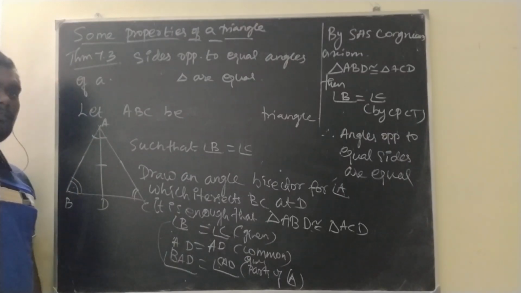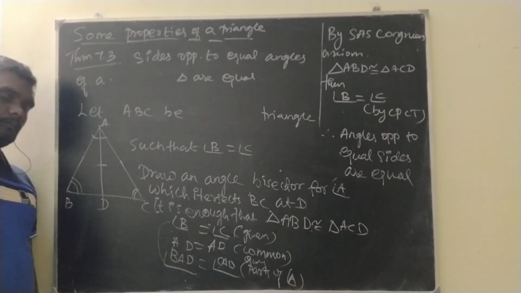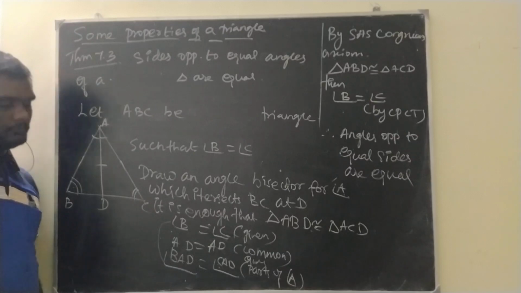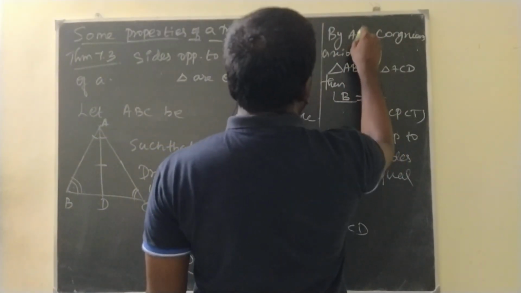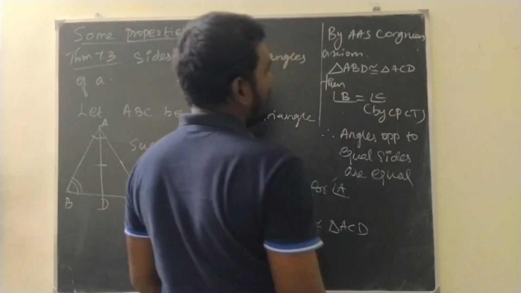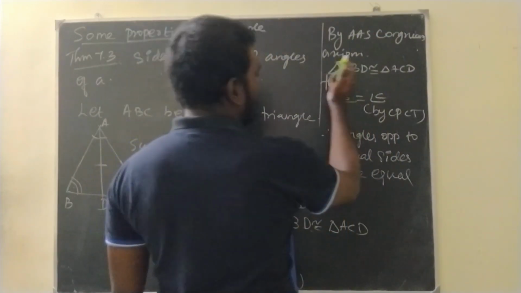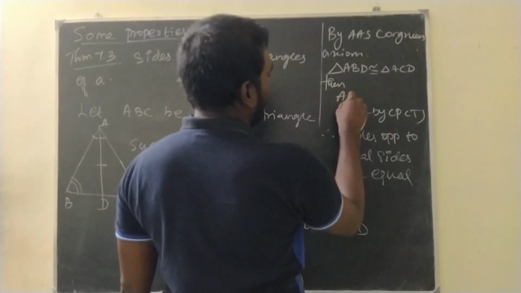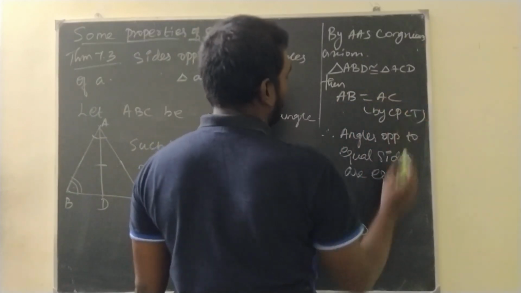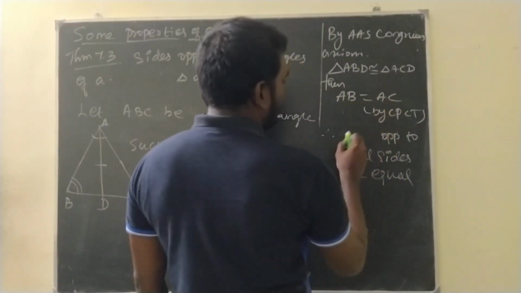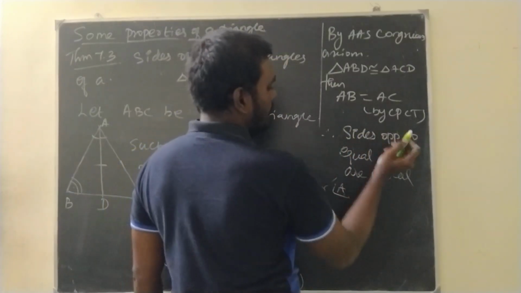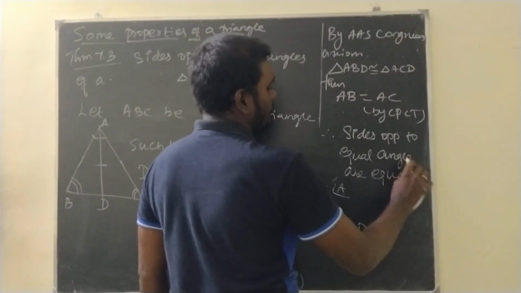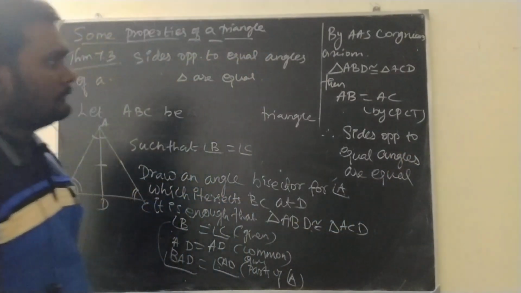Then what congruency rule can we apply? That is AAS. By AAS congruency axiom, you can say this. Also by CPCT, we can say AB is equal to AC. Therefore, the sides opposite to equal angles are equal. That is it.